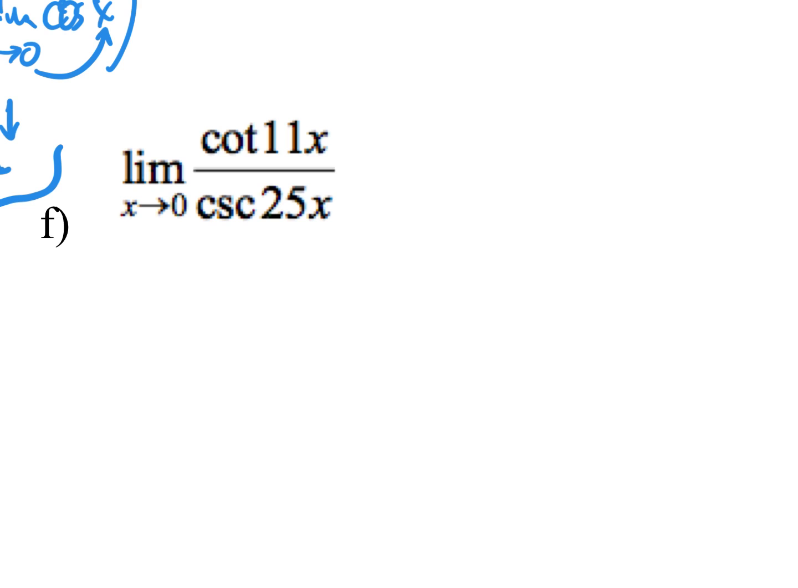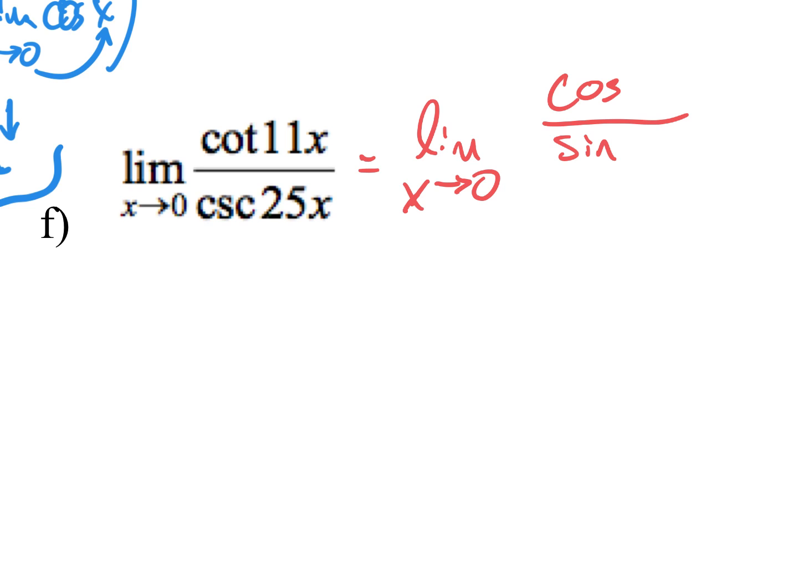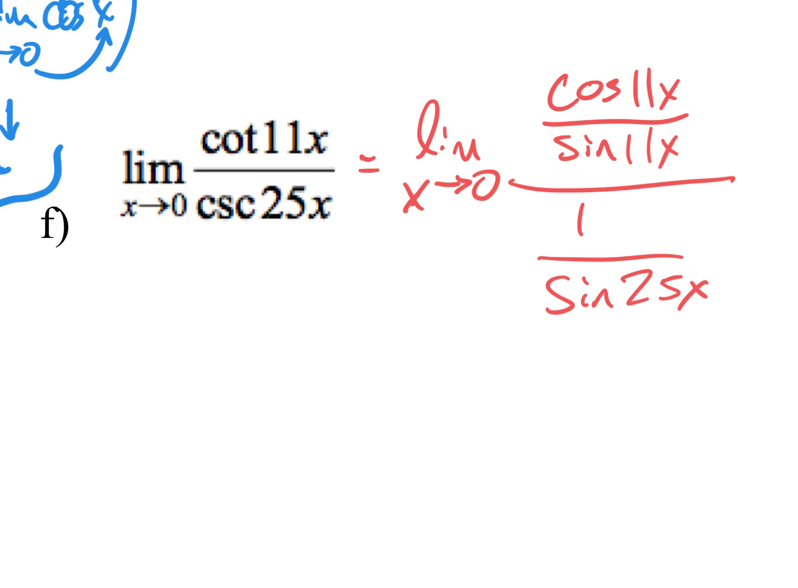One last one here. Cotangent and cosecant. Oh boy. Well, let's get it into the sines and cosines world. Limit as x goes to 0. Cotangent, that's cosine over sine, right? Because tangent is sine over cosine. This is going to be cosine over sine, and it's 11x. Just take the same angle there. And then we have cosecant. Well, this is 1 over sine of 25x.